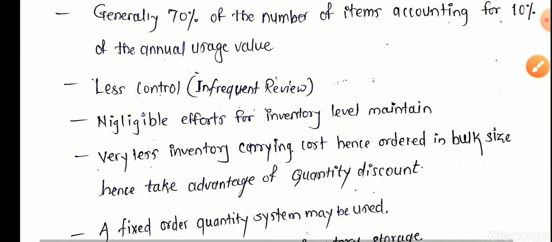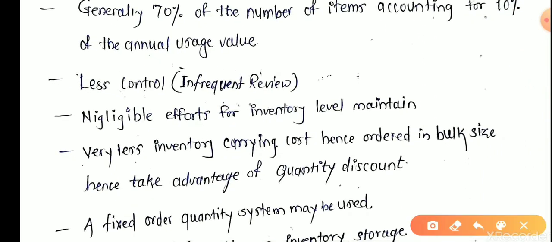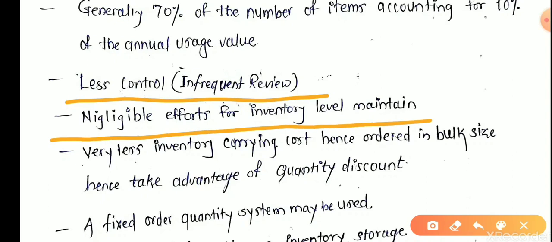Less control is required, with infrequent reviews. Negligible effort is needed for maintaining the inventory level, because its inventory cost is much less than A and B.